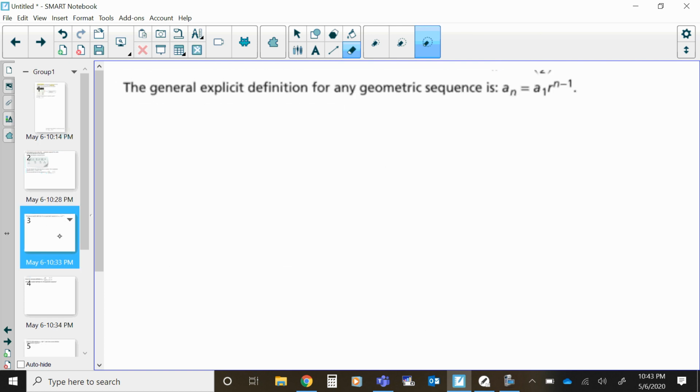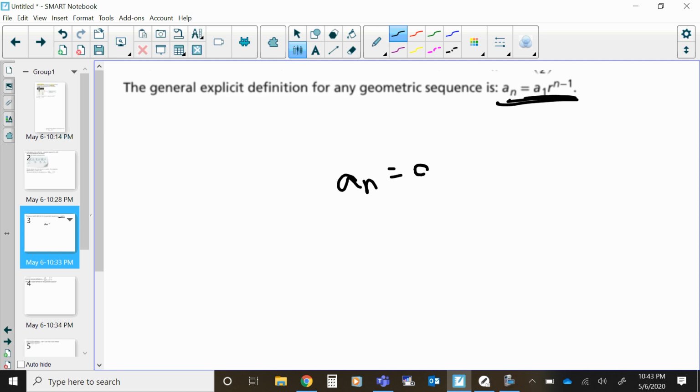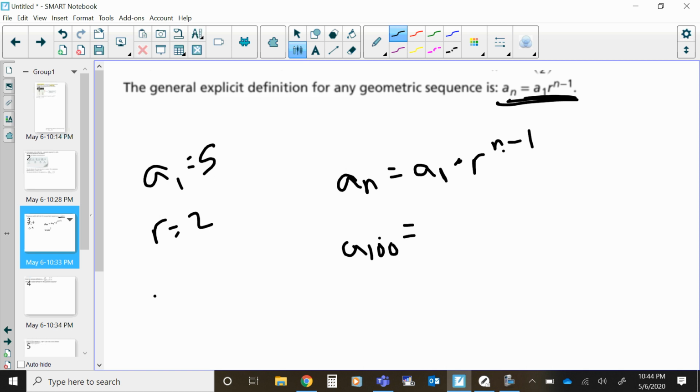Next, the explicit, which is really nice, allows you to find whatever term you want. So if I wanted to find the 100th, and I didn't know the 99th, I would want to use this one. What this says is, to find An, you take the first term, A1, and multiply it by the common ratio to the n minus 1 power. So if I wanted to find the 100th term, and let's say my A1 was 5 and my common ratio was 2, what is A100? That is the question.